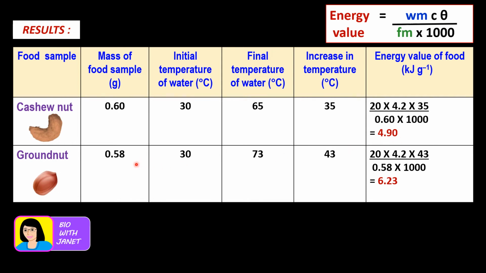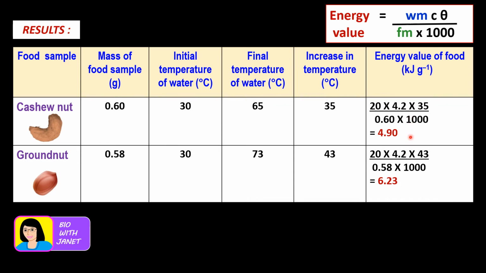For groundnut, the mass is 0.58, initial temperature 30, final temperature 73, increase in temperature is 43. So our energy value is 20 times 4.2 times the increase in temperature, which is 43, divided by the mass of the groundnut, which is 0.58, divided by 1000. Our answer is 6.23. So here we find that the groundnut has a higher energy value than the cashew nut.